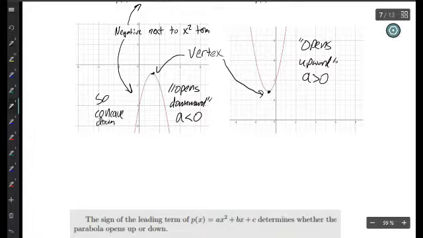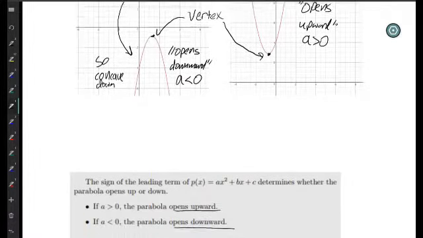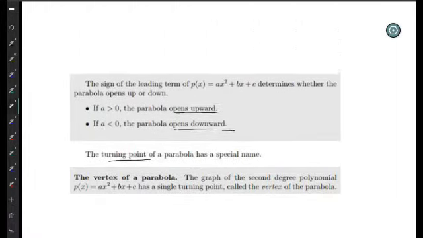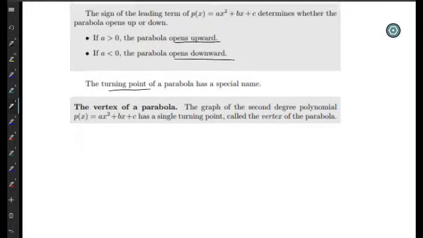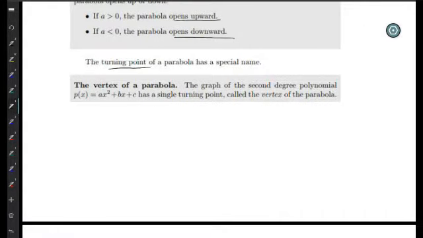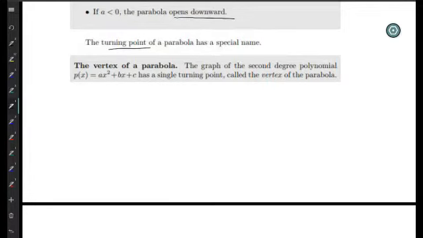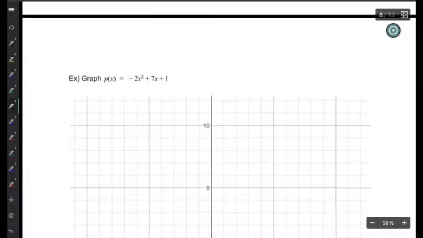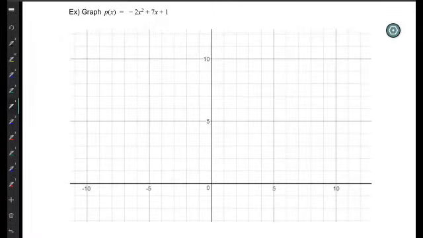There and there. So that is the maximum or minimum point. So let's graph p of x equals negative 2x squared plus 7x plus 1.